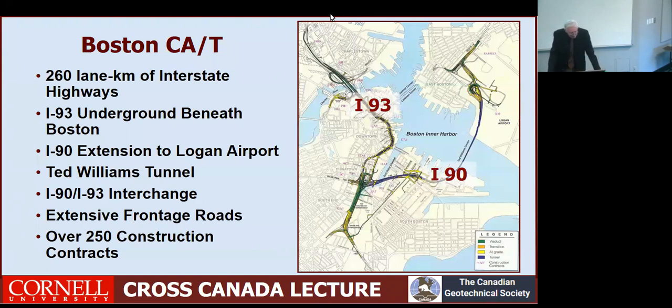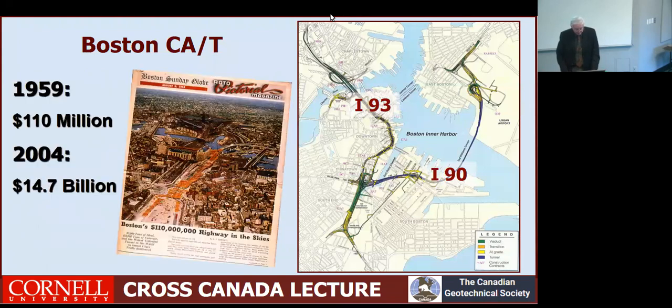So it involved 260 lane kilometers of interstate highway, I-93 beneath Boston, maintaining the current I-93, the I-90 extension to Logan Airport, the Ted Williams Tunnel, the I-90/93 interchange, and over 250 construction projects of major substance and magnitude. The Boston Artery was thought about way back in the 1950s, that is, building it underground rather than keeping it above ground.